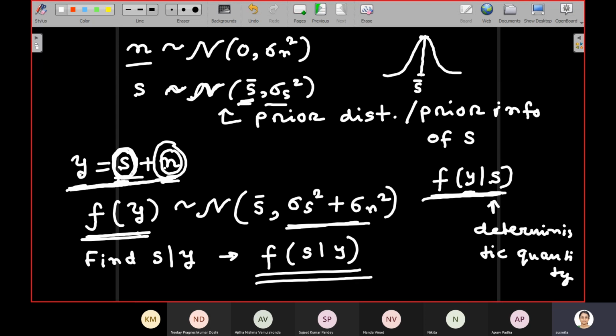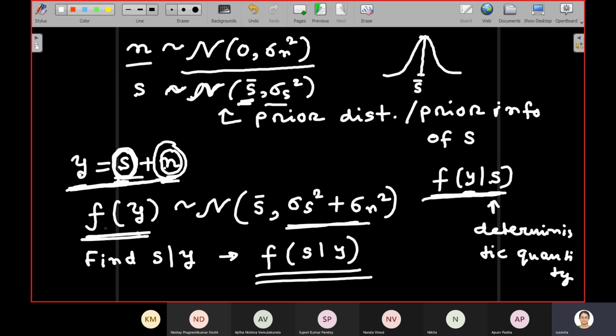Now the advantage is that S and N are independent. So whatever S is, N does not bother about that. N takes on values independently of S. So N is still the same random variable. S is a given quantity now, but N is the same random variable as before. So N can take on any value as per this distribution.